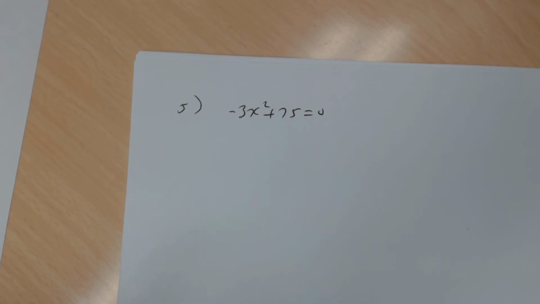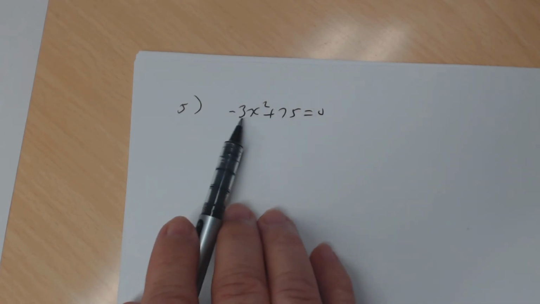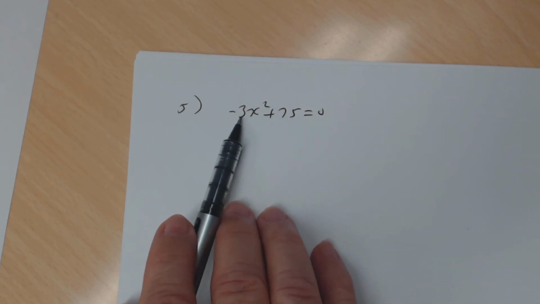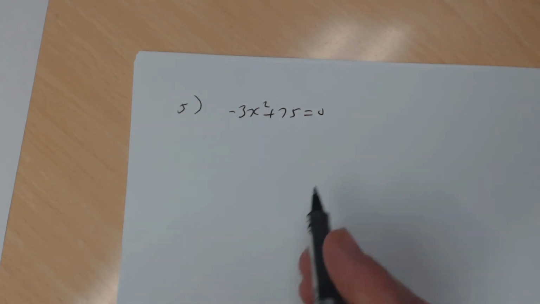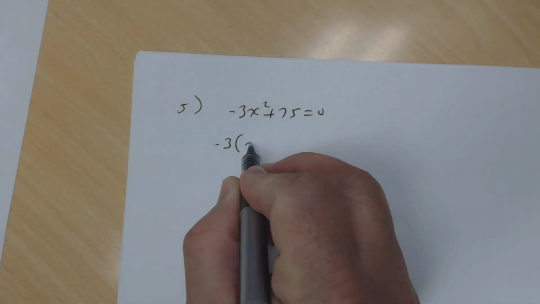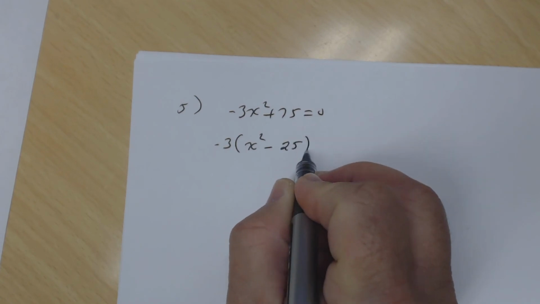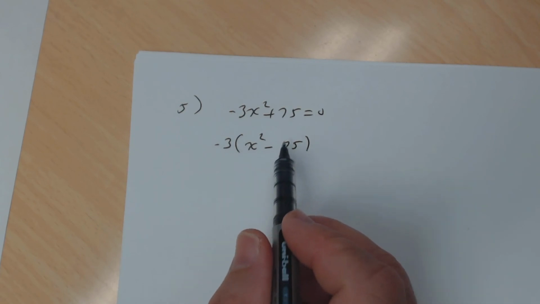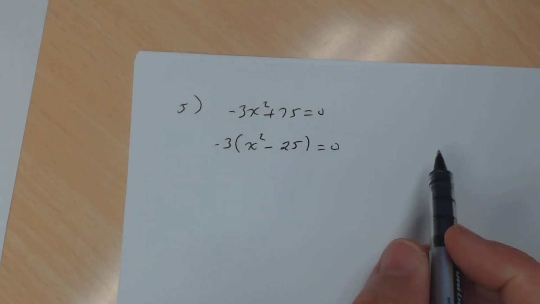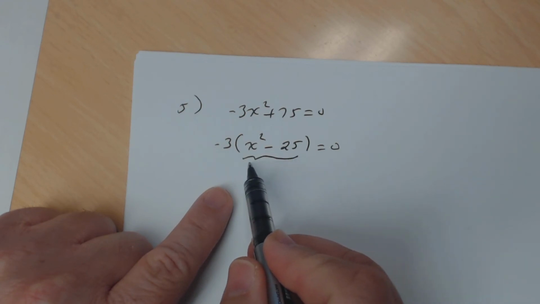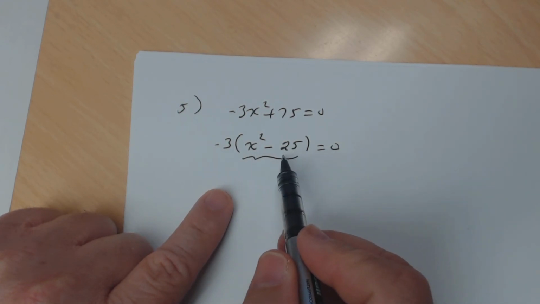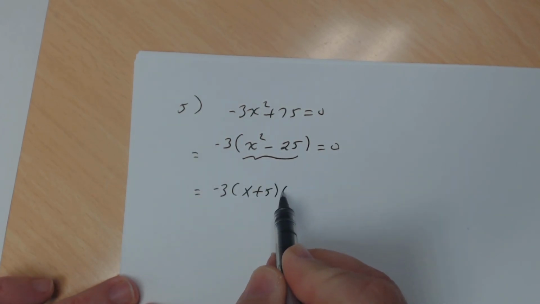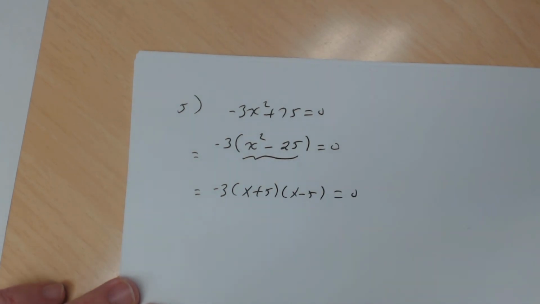All right, then you want to factor a quadratic expression. So here, notice, I can factor out a negative 3. So I get negative 3 times x squared minus 25. Negative 3 times x squared is a negative 3x squared. Negative 3 times a negative 25 is a positive 75. And remember, this right here is the difference of two squares. So I get negative 3 times x plus 5 times x minus 5, and all that's equal to 0.